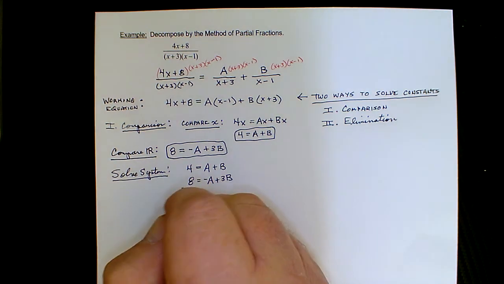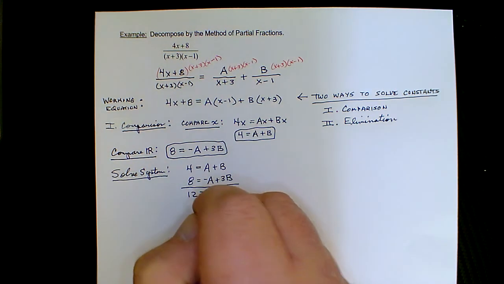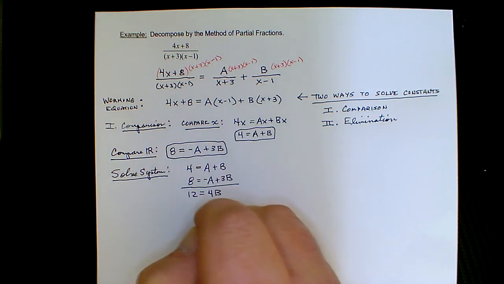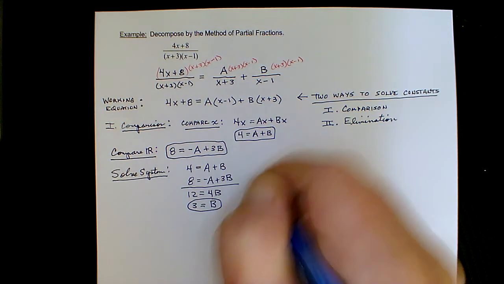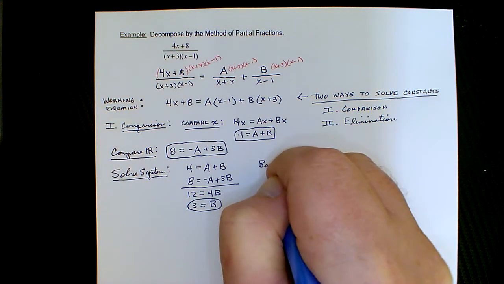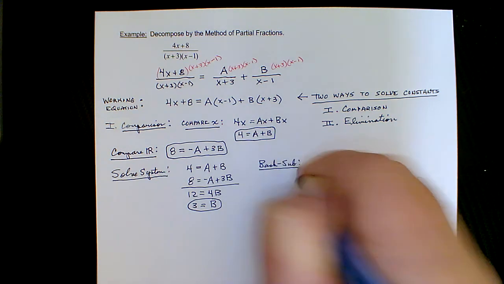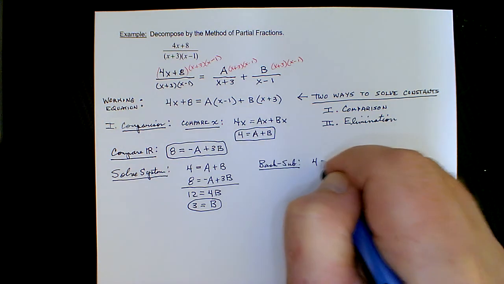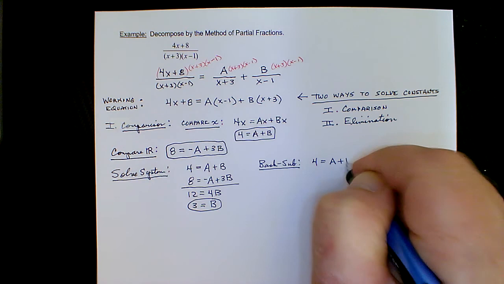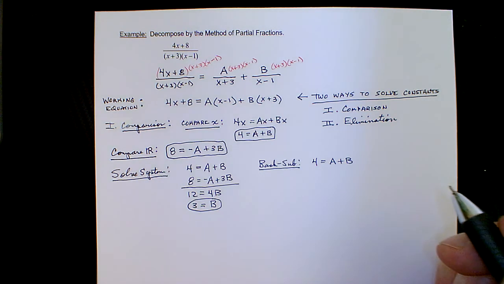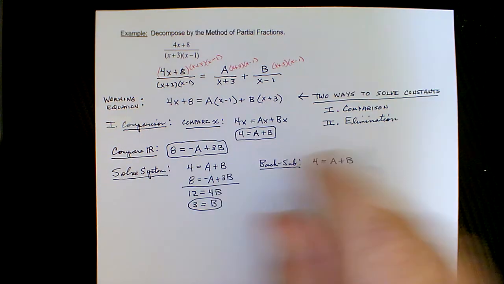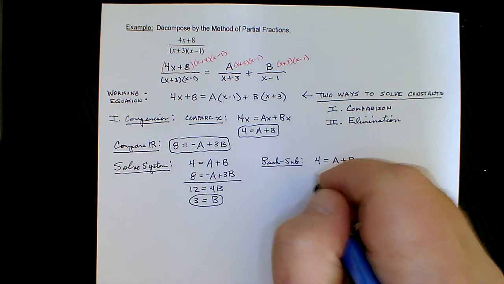But this one's easy because we just add them together. We get 12 equals, the A's are gone, 12 is 4B, and B would be 3. Okay, and then we back substitute. Pick either equation. It's just solving a system. It's basically a point of intersection. I'll pick the simpler one, 4 equals A plus B. Replace B.